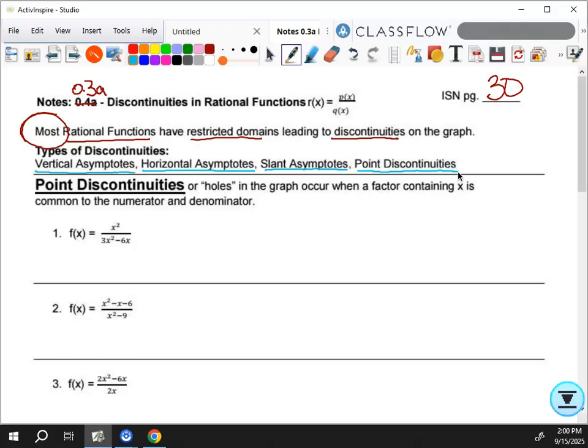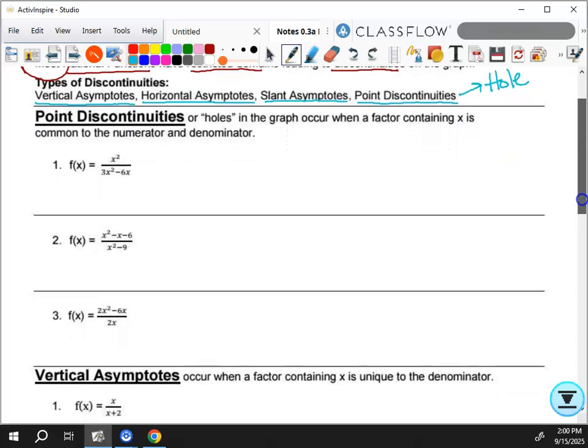Another word for a point discontinuity is a hole. Yes, a hole. So point discontinuity, we are going to abbreviate it as PD. They will be referred to as point discontinuities or holes, both of them. But I will probably use point discontinuity more because I think you're more familiar with hole. You just need to know that they're the same thing. It doesn't matter what you call them, but when you read it, you need to know what they're talking about.